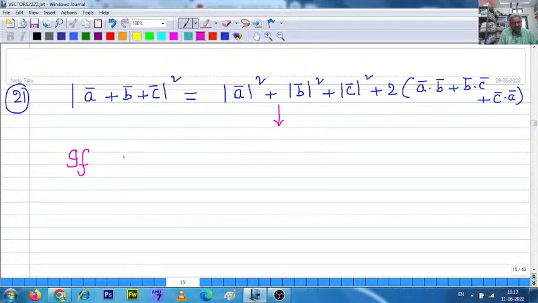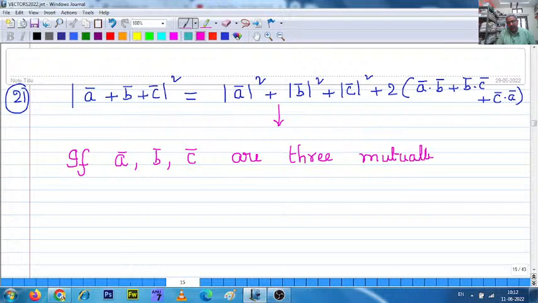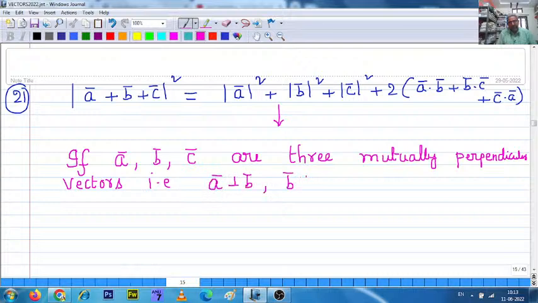Suppose A bar, B bar, C bar are 3 mutually perpendicular vectors. So that is, you can write A bar perpendicular to B bar, B bar perpendicular to C bar, and C bar perpendicular to A bar. So then you are asked to find out modulus of A bar plus B bar plus C bar.